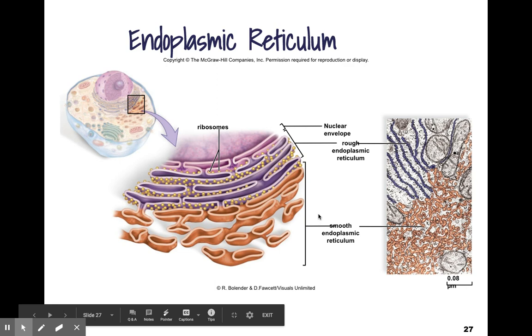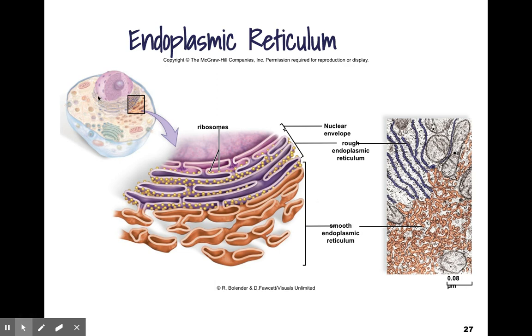This is what the ER looks like, as we said. So here's the nucleus, and as you can see, it's attached onto these pores and so forth. Here's our ER. It has ribosomes that are attached. The attached ribosomes help to produce proteins. And then towards the end is going to be the smooth ER. So we have rough ER and then we have smooth ER. Both of these are made up of phospholipid bilayers, once again.